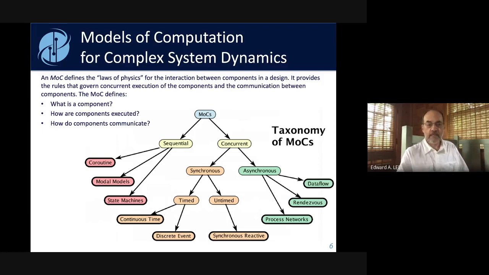It has continuous time models, for example, where you construct models by describing ordinary differential equations, and it has a differential equation solver. We have discrete event models, which are kind of similar to a lot of the discrete event simulation tools. We have synchronous reactive models, if you like synchronous languages, and we have a variety of concurrent asynchronous communication models, such as process networks, rendezvous models, and data flow. And there's also a few sequential models like state machines and modal models, which I'll show you a little bit about.